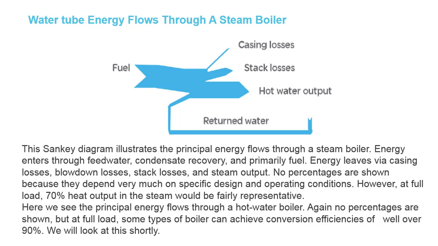However, at full load, 70% of the heat output in the steam would be fairly representative. Here we see the principal energy flows through a hot water boiler. Again, no percentages are shown, but at full load, some types of boiler can achieve conversion efficiencies of well over 90%. We will see that in a later stage.